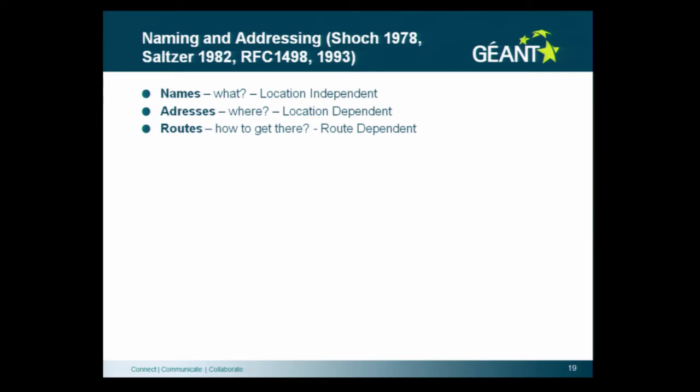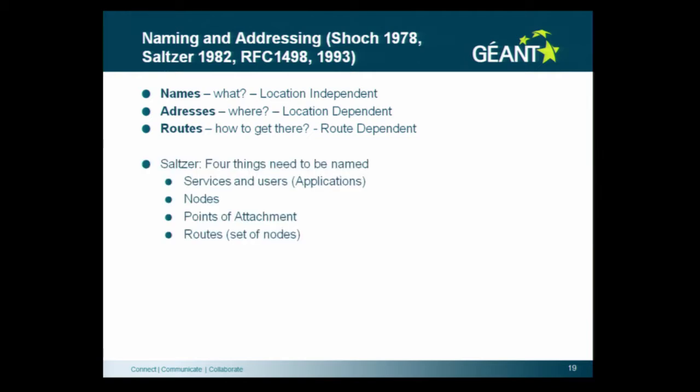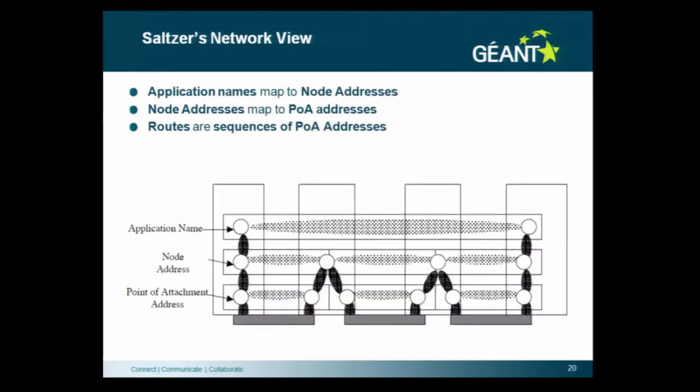It's how to get there, and this needs to be route dependent, and it needs to set a number of hops between the end nodes, very similar to what is currently happening in the internet, except that there's a very small tweak that needs to be done. So 4 things need to be named: the services and users, we call them applications. It's the application process that you want to reach in the network. You need to name your hosts, you need to name your points of attachment, which are the interfaces, and you need to name the routes. You need to say, I want to go over this set of nodes.